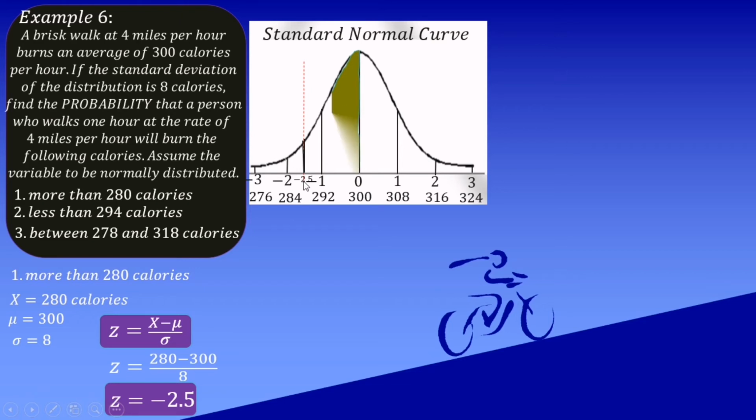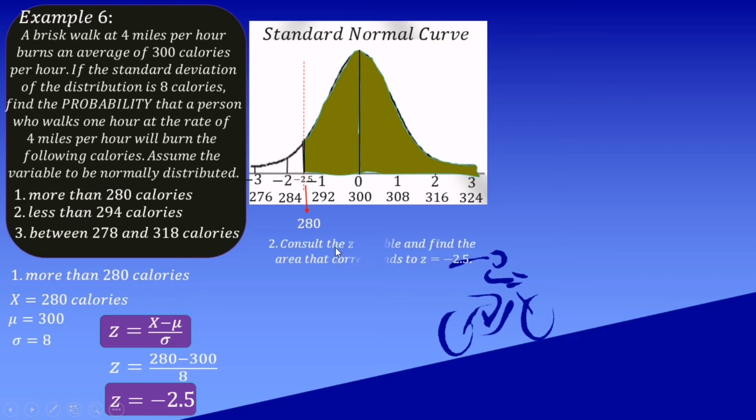Since the term we are using is more than 280 calories, our shaded region is above negative 2.5, and negative 2.5 corresponds with the 280 calories. So yan ang kanyang equivalent for the x values, 280, since yan ang given natin. Then we are looking for the probability here.